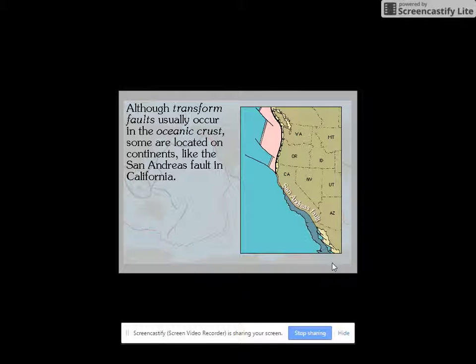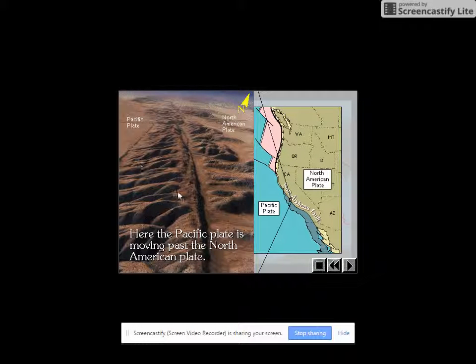So here's the San Andreas Fault. And part of California is on this Pacific plate, and this plate is moving north. And then the other part of California is on the North American plate. So here's the part of California that's on the Pacific plate, and here's the part of California that's on the North American plate. And they're moving in opposite directions. They're slipping past each other.